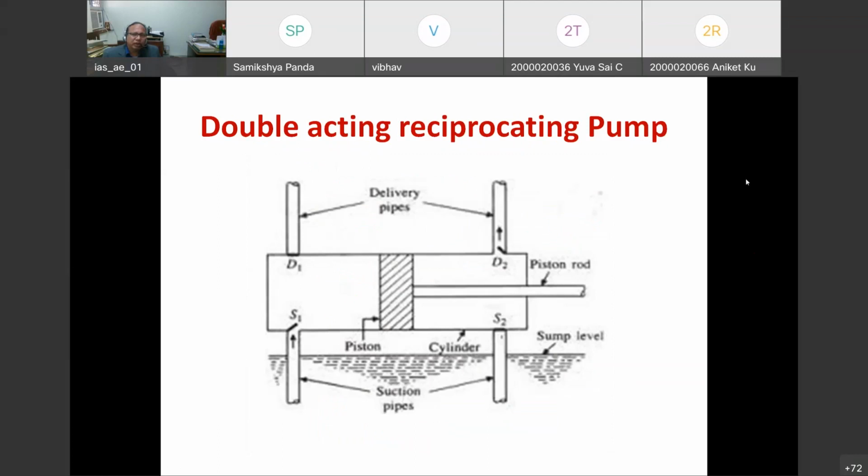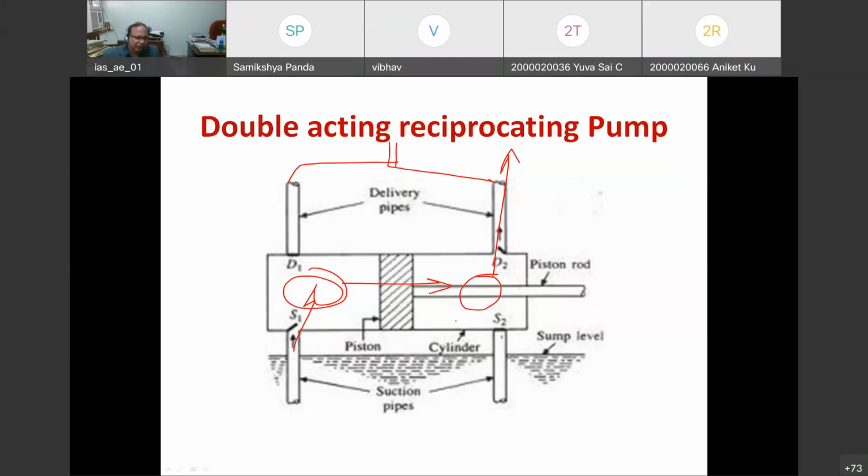So in the double acting reciprocating pump, what is the scenario? In both the suction and delivery strokes we have water. In the suction stroke, if it is here, water will come here, and whatever water was available here will go out in the delivery line. After that, we can join these two delivery pipes and we can get water.